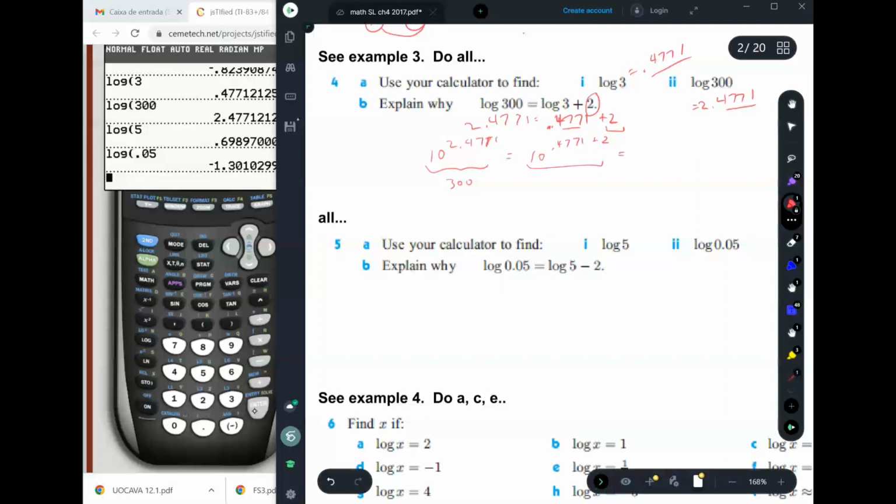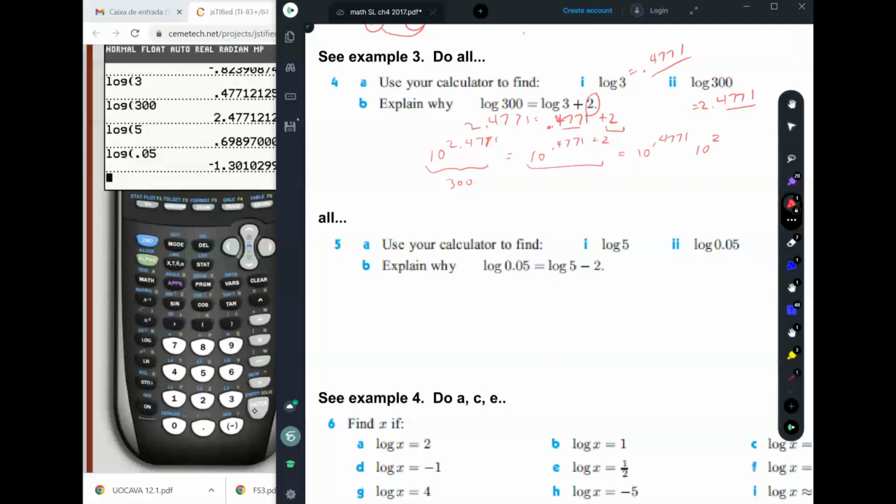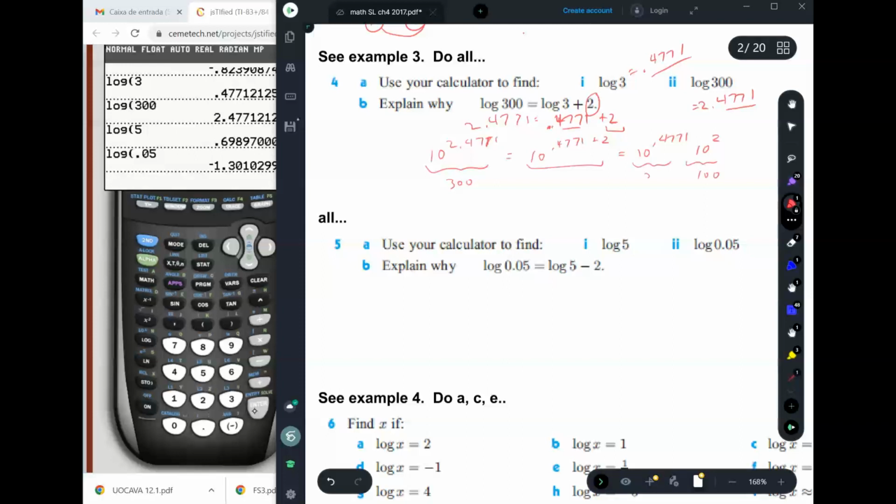We could say 10 to the 0.4771 plus 2 is equal to 10 to the 0.4771 times 10 squared. And we multiply it because, remember, from last chapter, if you have the exponents added, it is the same thing as multiplying them with each having a base of 10. And 10 squared, of course, is 100. And 10 to the 0.4771, of course, is 3. So 3 times 100 is 300.